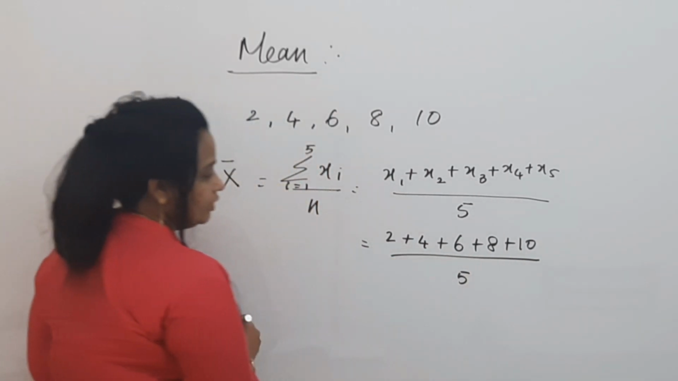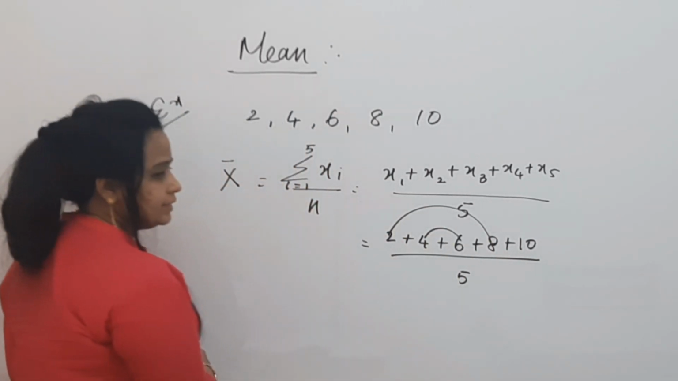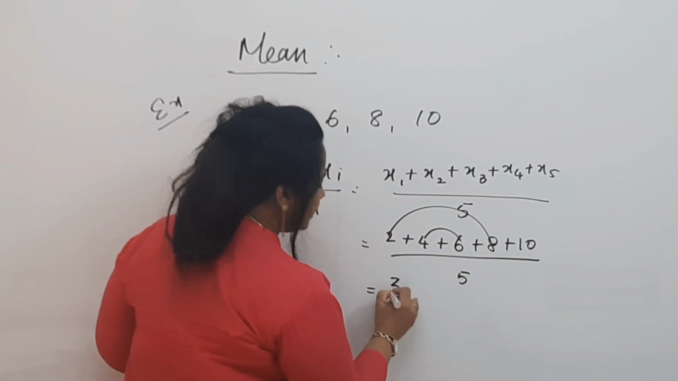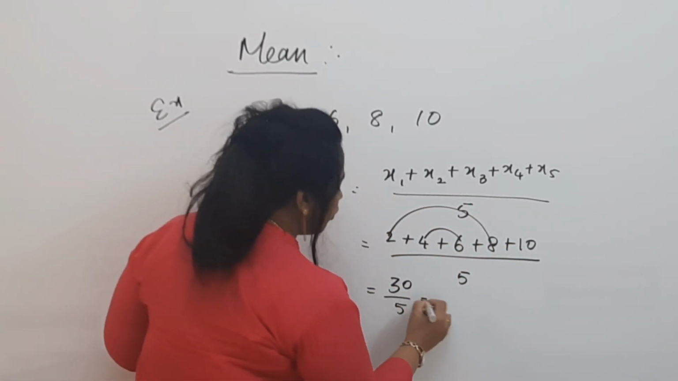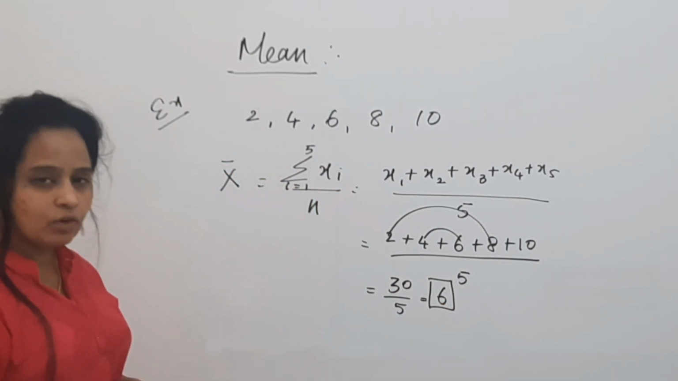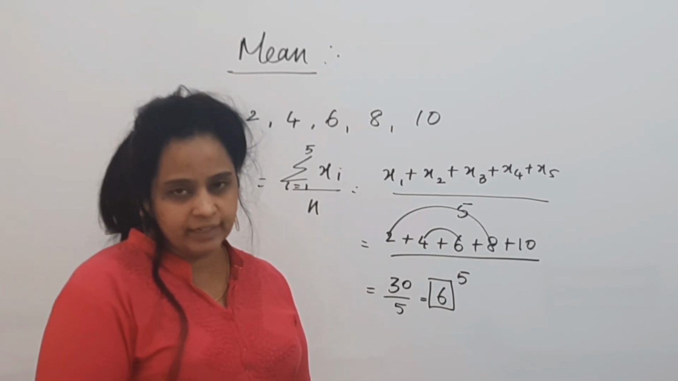So 4 plus 6 is 10 and 2 plus 8 is 10. 10 plus 10 is 20. 20 plus 10 is 30, divided by 5. So my mean is 6. Hope everyone understood the concept of finding the mean for ungrouped data.